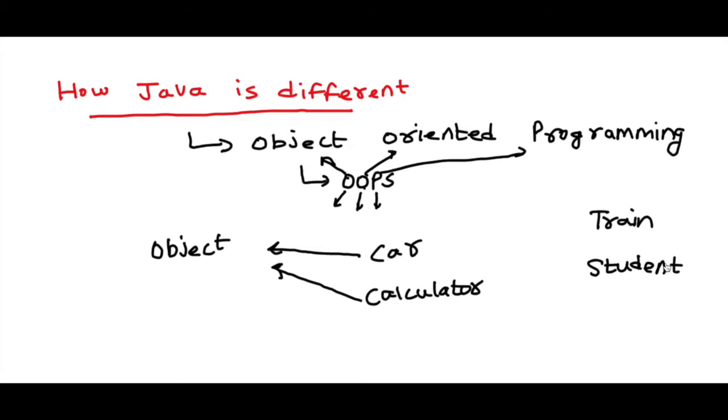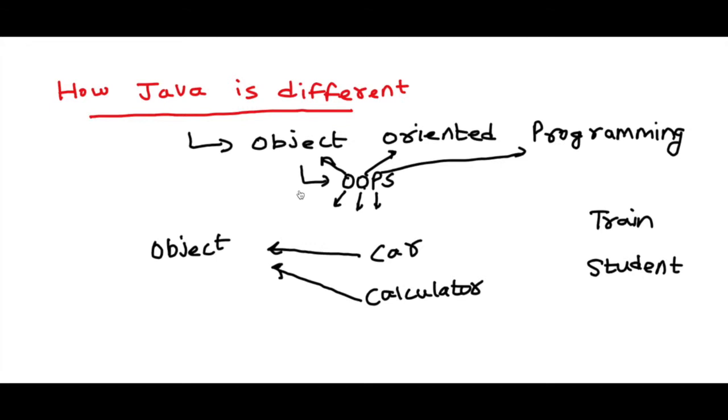So this is why Java is called an object oriented programming language, because in the Java world, everything you will think in the dimension of objects. And how it is different from other programming languages, because in other programming languages, let's say if I talk about C or Python, you don't think about objects.